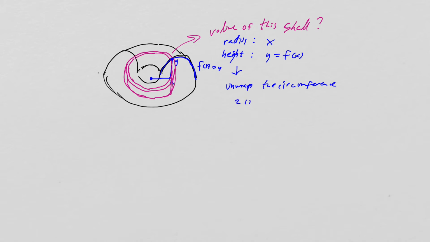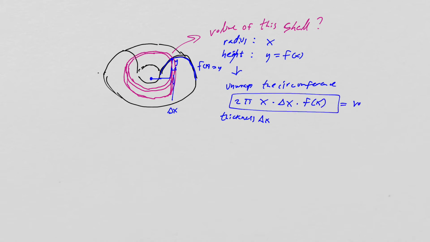And it's going to be 2 pi times x, that's the radius, times, and I said that there was going to be that tiny delta x, that thickness. This delta x, right? Okay. Times the height. So that becomes this little tiny volume. Okay.